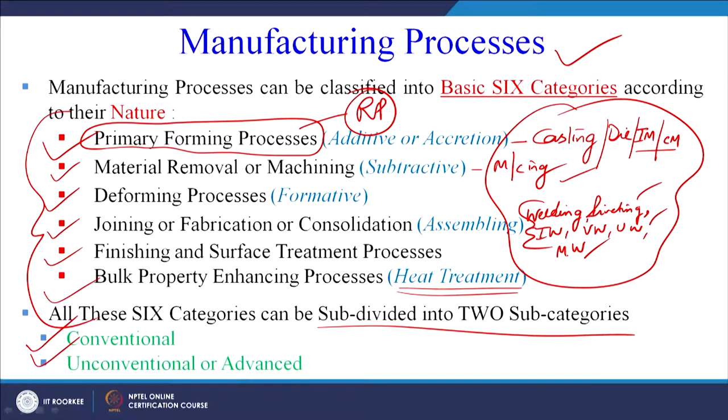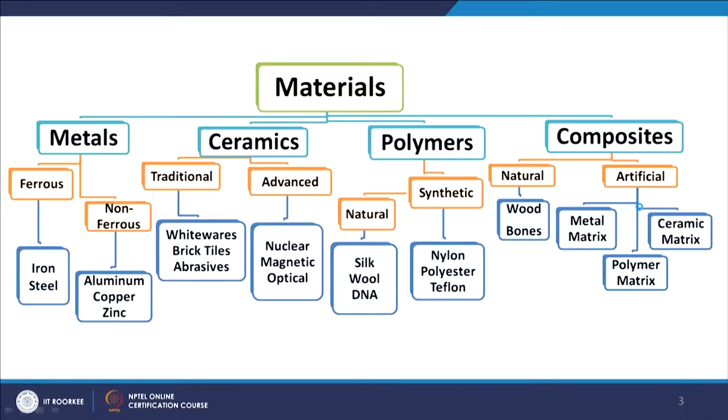So this is a summary of the manufacturing processes that we have covered. We have seen the guidelines for most of these processes. Then we have focused on materials also, how these can be classified. We have seen these can be classified as metals, ceramics, polymers and composites. So within metals we can have ferrous metals, non-ferrous metals. In ferrous metals we can have iron, steel, non-ferrous aluminium, copper, zinc.